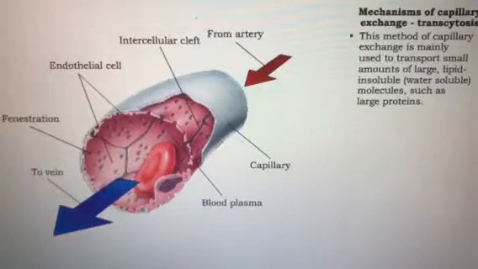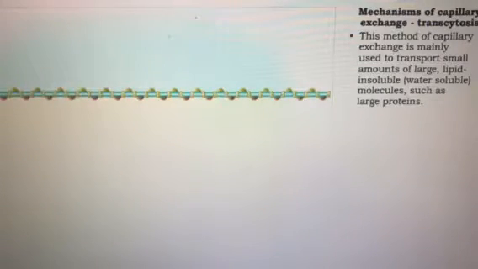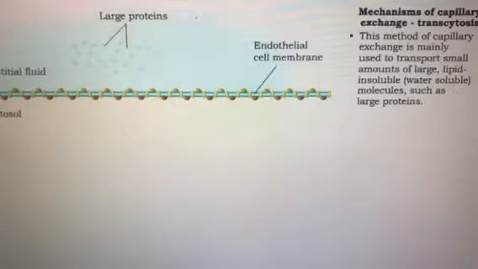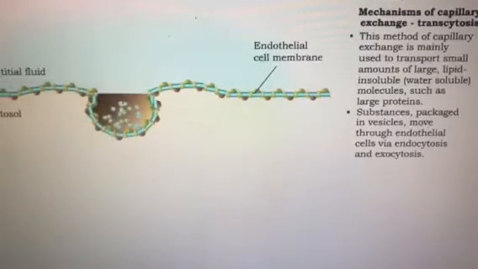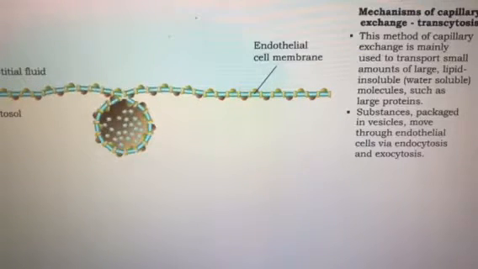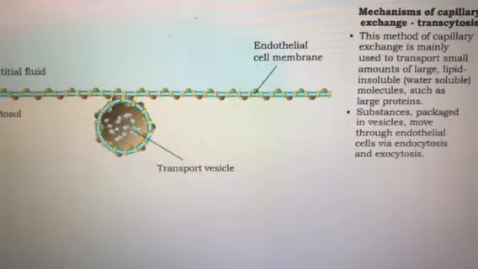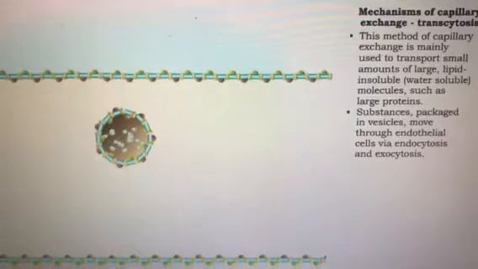Transcytosis is used to move small amounts of large lipid-insoluble molecules, such as large proteins, across capillary membranes. In this process, substances contained in vesicles enter endothelial cells by endocytosis and exit by exocytosis.